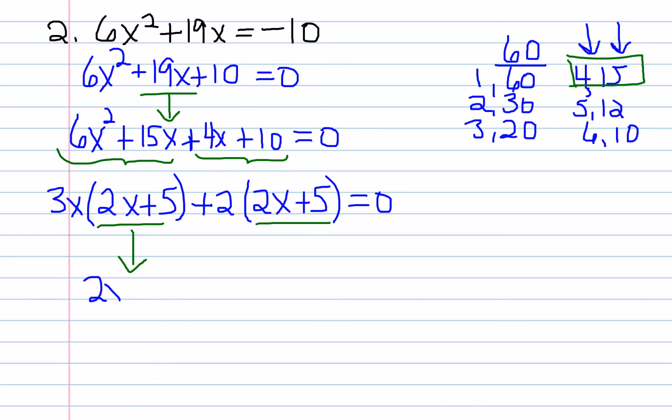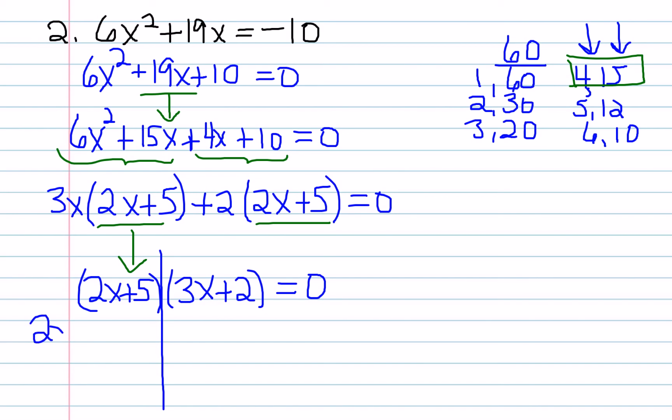I take out the 2x plus 5, and I'm going to divide this side by 2x plus 5, as well as this side. That's going to leave me with 3x plus 2 in the next parentheses. Bring down the equals 0. Now we have two binomials multiplied. We're ready to make the t, set up our two equations. Either 2x plus 5 has to equal 0 or 3x plus 2 has to equal 0.